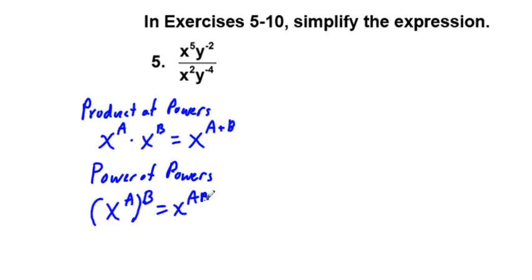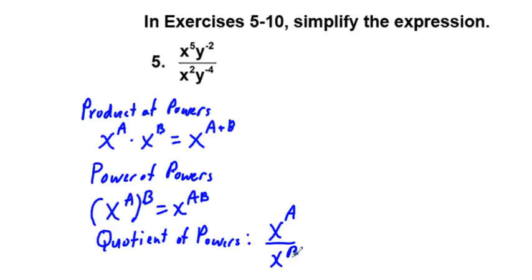So we're talking about multiplying in this case. And lastly, we have what we call the quotient of powers, and that is, I'm going to write this to the right, x to the power of a over x to the power of b equals x to the power of a minus b.